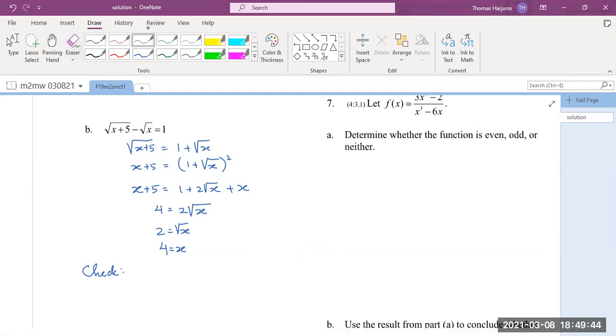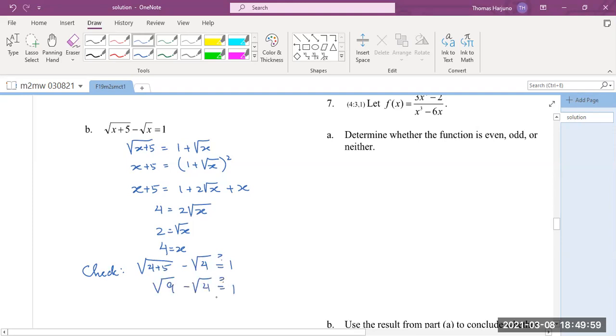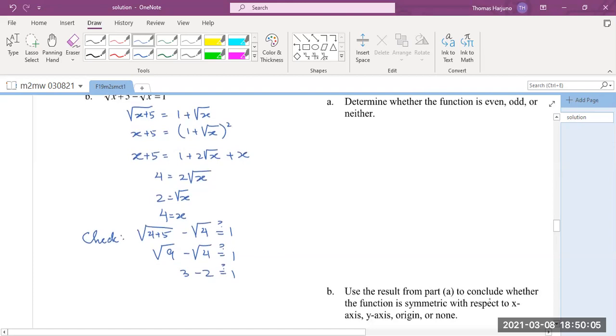Now I will check this x equals 4: square root of 4 plus 5 minus square root of 4. Is it equal to 1? Square root of 9 minus square root of 4. Is it equal to 1? 3 minus 2. Is it equal to 1? Don't forget to put the question mark above the equal sign. So 1 equals 1. So we check.